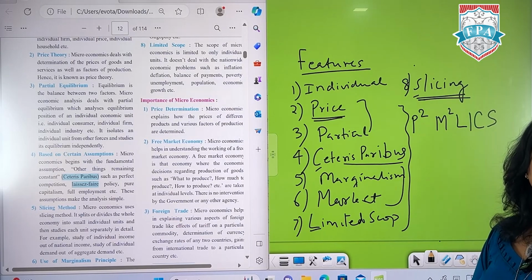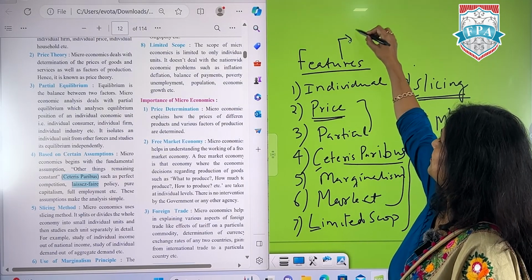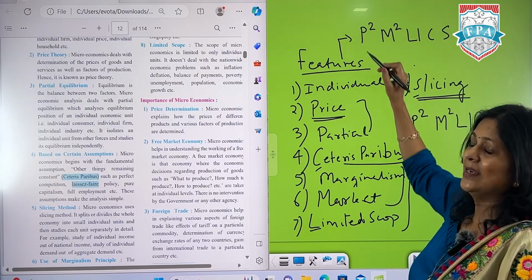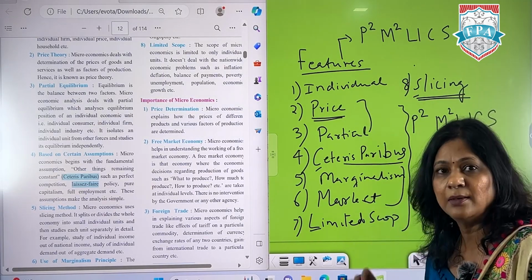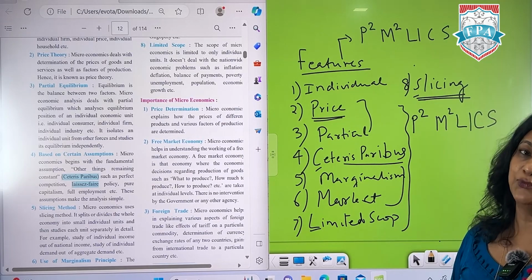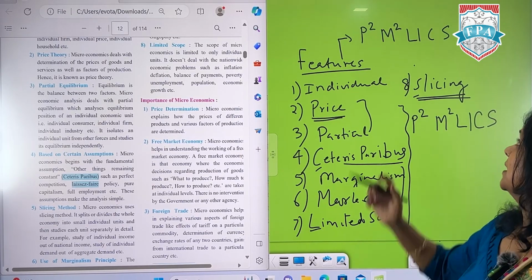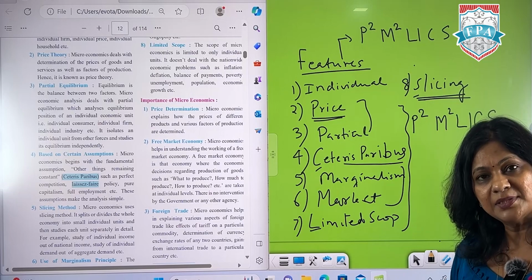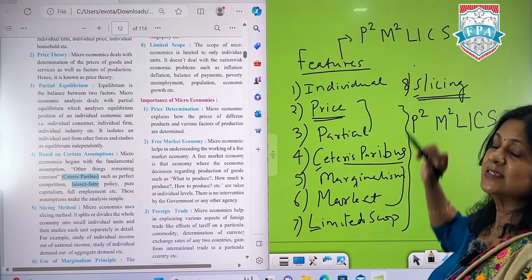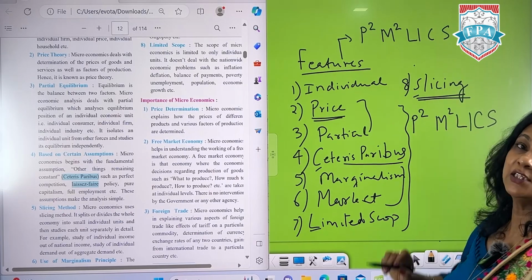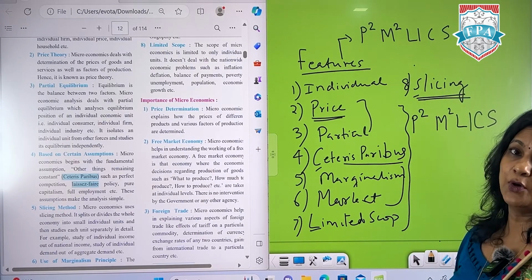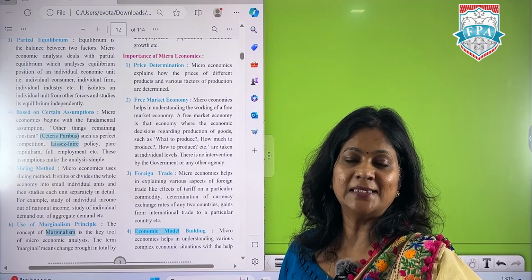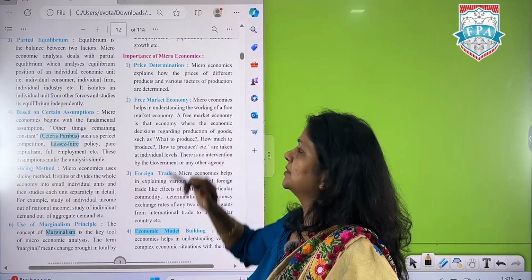So if at all features of microeconomics मुझसे पूछा जाता है तो can I remember P square M square LICS, wherein one P stands for it's a theory of price, the other P stands for it's a theory of partial equilibrium. M square में the first M stands for marginalism, the second M stands for market structure, L stands for limited scope, I stands for individual units, C stands for ceteris paribus and S stands for slicing theory.